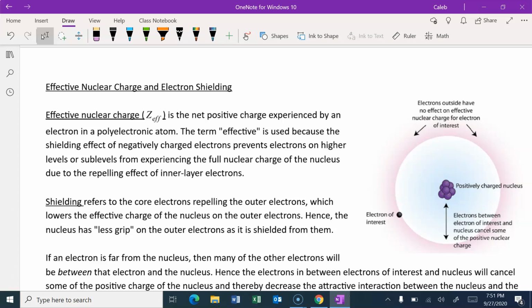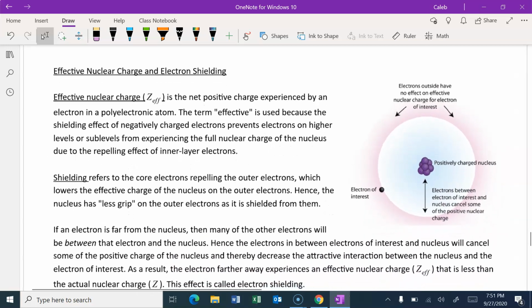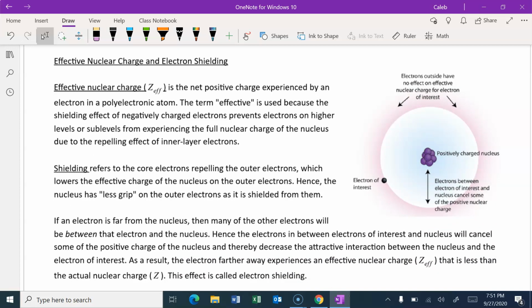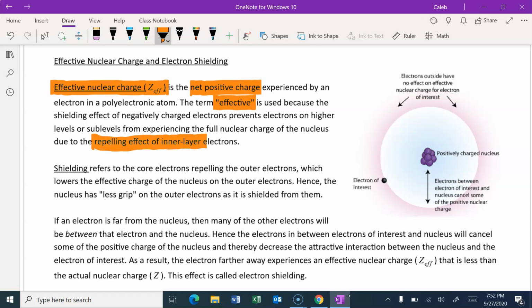And honestly, I would maybe steer away from even using the word shielding and talk more about the effective nuclear charge. And that's what we're going to focus on in this section. The effective nuclear charge is called Z effective, or ZEFF. It's the net positive charge that's experienced by an electron in a polyelectronic atom. Polyelectronic is just a fancy word for saying we've got more than one electron. The term effective is used because the shielding effect of negatively charged electrons prevents electrons on higher levels or sublevels from experiencing the full nuclear charge of the nucleus due to the repelling effect of inner layer electrons.